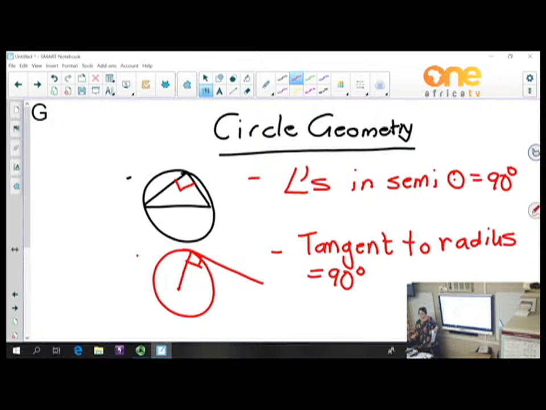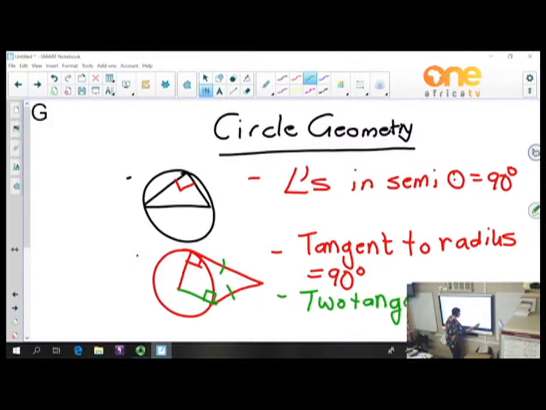I didn't give you a paper because I want to draw the pictures so that you can understand it better. And then there's a second one here. So there's now another tangent there, which means that there's also a 90-degree angle there. Two tangents from the same point are equal. So that's the third one now. Two tangents from the same point are equal.